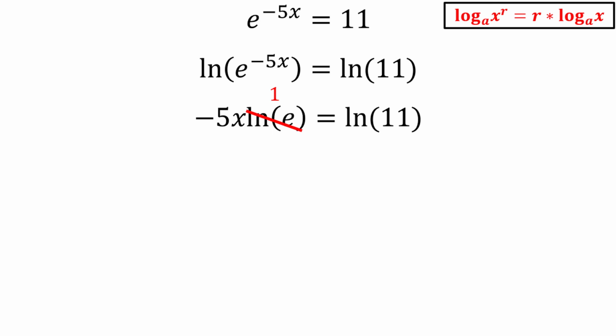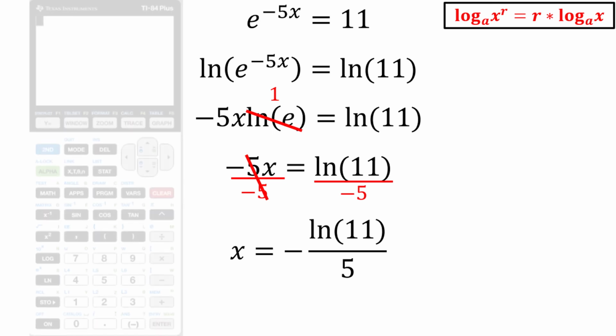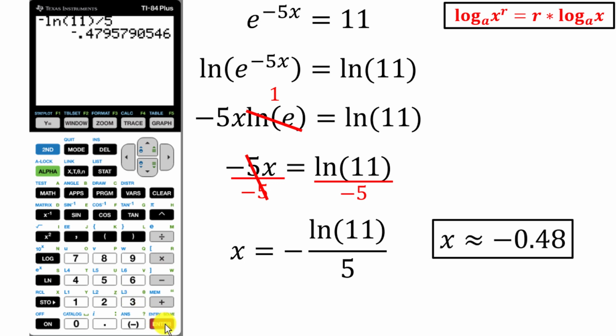So that part disappears from our equation, and we just have negative 5x is equal to the natural log of 11. Dividing both sides by negative 5, we have x is equal to negative natural log of 11 over 5. If we want a decimal approximation, we go to our calculator and type in negative natural log of 11 divided by 5, which is equal to negative 0.48 if we round to 2 decimal places.